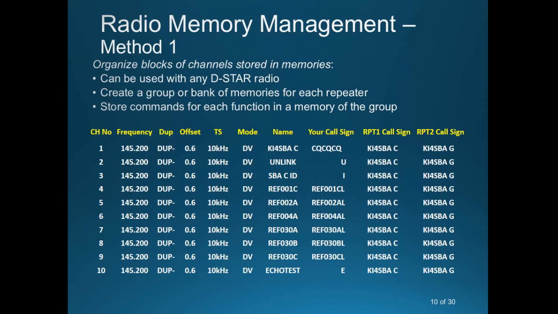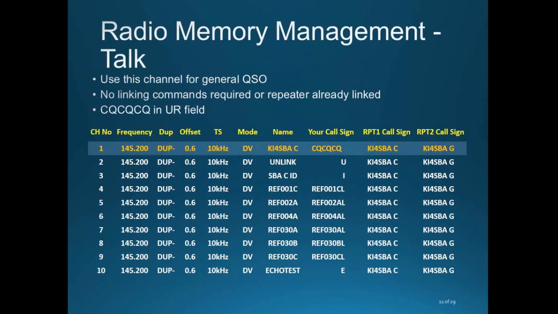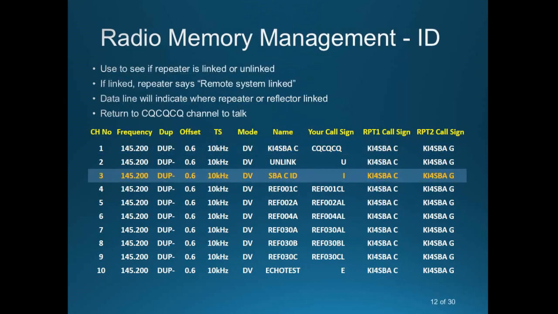All right, so let's go through some of the different scenarios here. If I want to talk, I'm selecting memory 1. If I want to have the repeater tell me what it's linked to, or if it's unlinked, just say the call sign of the repeater, I would select memory 3 and then go back to memory 1 to talk.